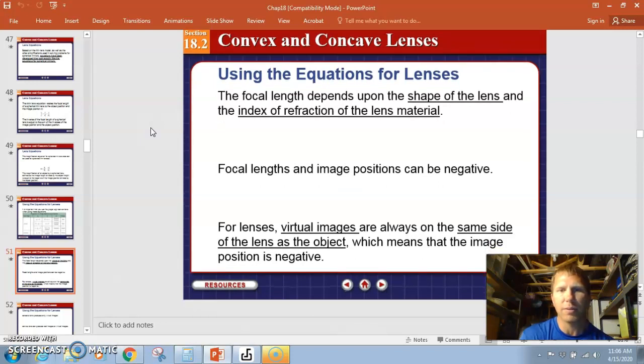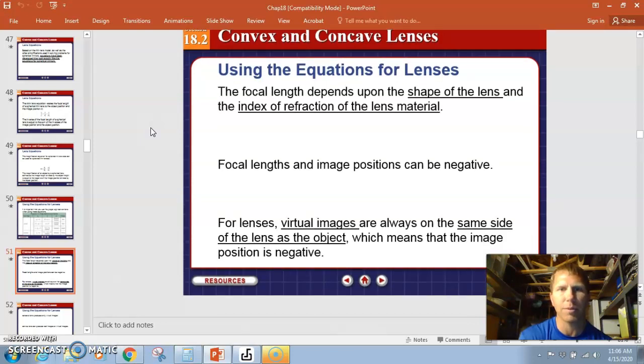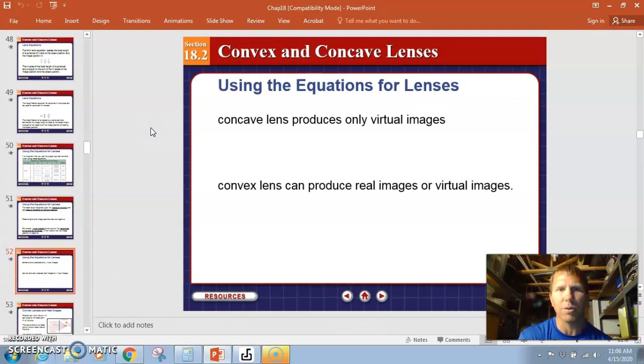In terms of real versus virtual images, real would always be on the other side of the lens, whereas with the curved mirrors, the real image was on the same side as the mirror. So you'll see this here coming up in a diagram. So once again, concave lenses will only produce virtual images, and then the convex lenses, which are thicker in the middle, this is your magnifying glass, they can produce real images on a screen, or they can produce virtual images.